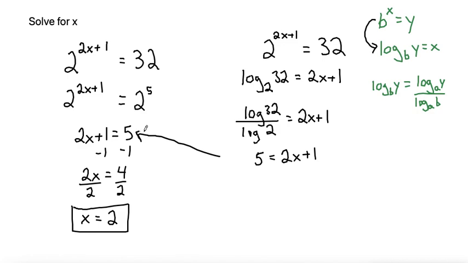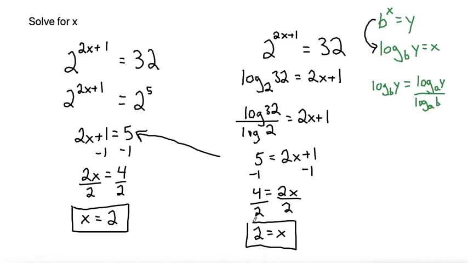We are back at this step of our previous step-by-step solution, so we can subtract 1 on both sides, just the same as we did before, divide both sides by 2, and we get, again, that 2 is equal to x. So we get the same answer for both of these.